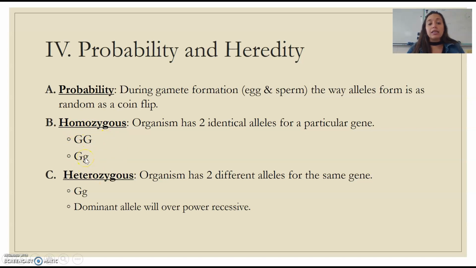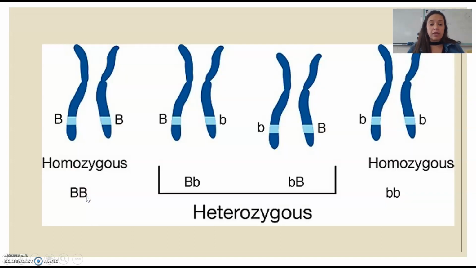The only time you can see a recessive trait is if you have 2 recessive alleles, so it has to be homozygous. Heterozygous is an organism with two different alleles, so one capital, one lowercase. The dominant allele will overpower the recessive. So even though you have the recessive trait here, let's say this was for green versus white, the capital G would over-dominate your lowercase. And here's just a picture to show. So you have homozygous, either two dominant, so homozygous dominant, or homozygous recessive, which is two lowercase. Then you have heterozygous, which is one capital, one lowercase.